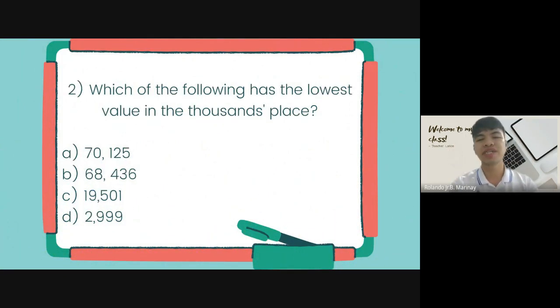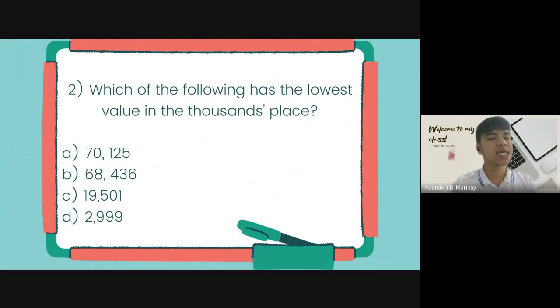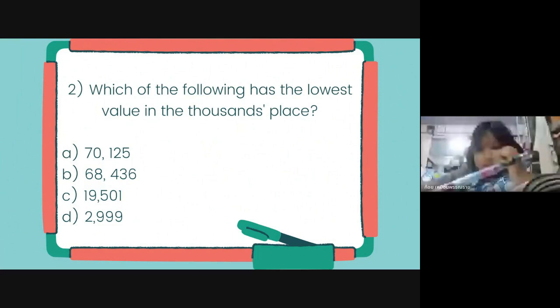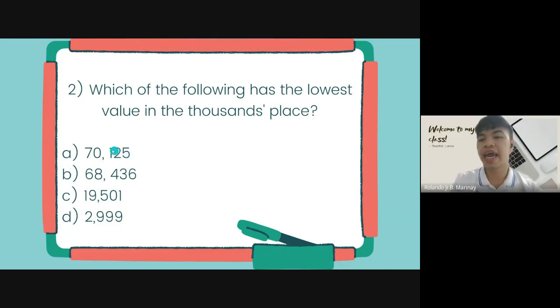Next, number 2. Which of the following has the lowest value in the thousands place? Okay, these are the digits in the thousands place: 0, 8, 9, and 2. Which of them has the smallest value? A, B, C, or D? A, very good, because the value of the digit in the place value of thousands is 0. That's letter A.